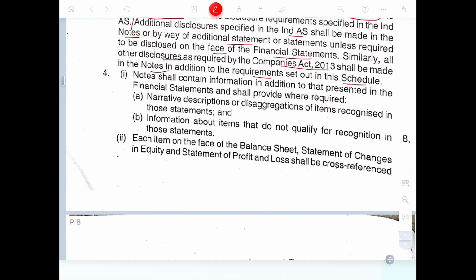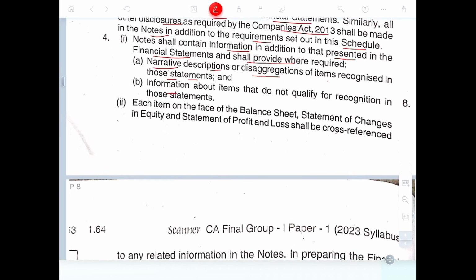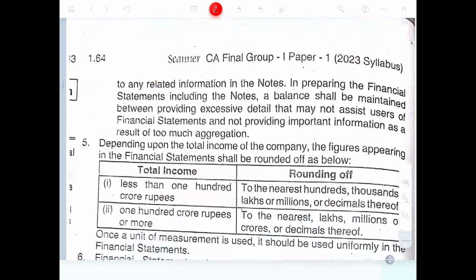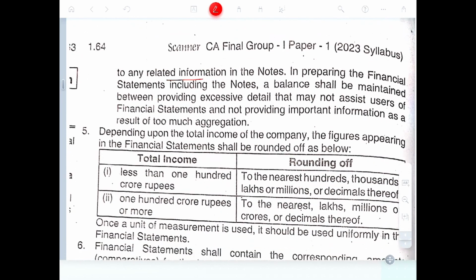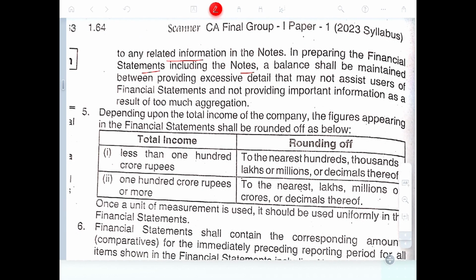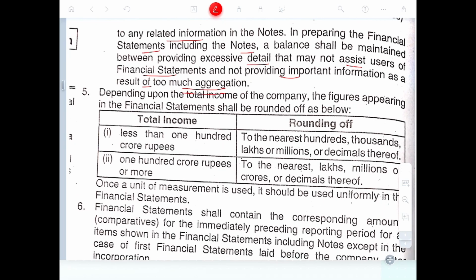Notes shall contain information in addition to that presented in the financial statements and shall provide, where required, narrative descriptions or disaggregations of items recognized in those statements, and information about items that do not qualify for recognition in those statements. Each item on the face of the balance sheet, statement of changes in equity, and statement of profit and loss shall have a cross reference to the related information in the notes. In preparing the financial statements, including the notes, a balance shall be maintained between providing excessive detail that may not assist users and not providing important information as a result of too much aggregation.